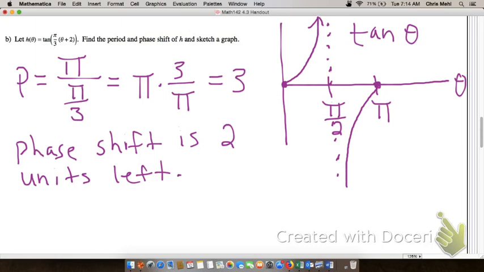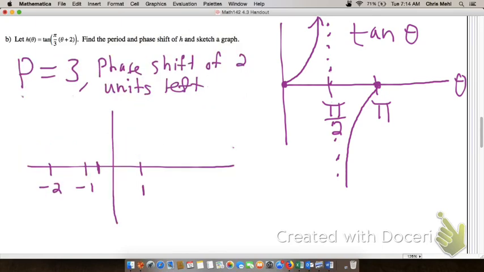Give me a second while I fix this and make myself more room. Okay, so here's the set of coordinate axes. The horizontal is the theta axis. We're going to shift the fundamental cycle of tangent 2 units to the left. So this time the function is going to start at 0 at -2. Since the period is 3, we only need to graph a fundamental cycle from -2 to 1.